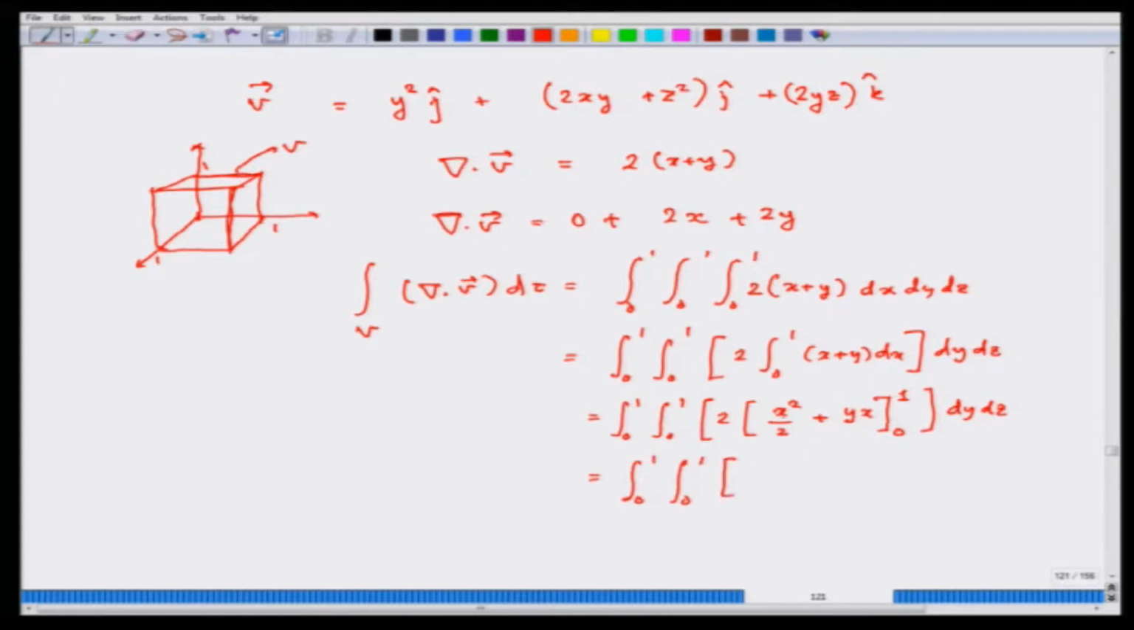So, if we just do it, 0 to 1, 0 to 1, x square by 2 will give me half, so 2 into half plus y. If you just go on doing this, your final answer would be 2.